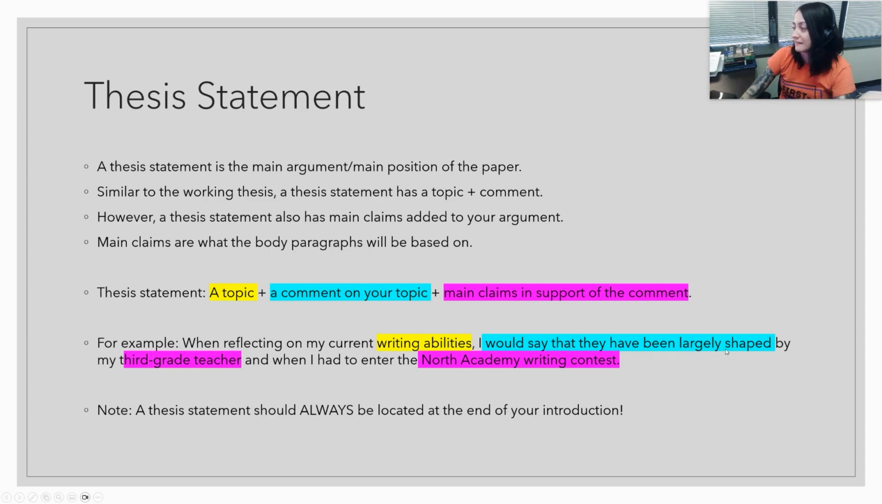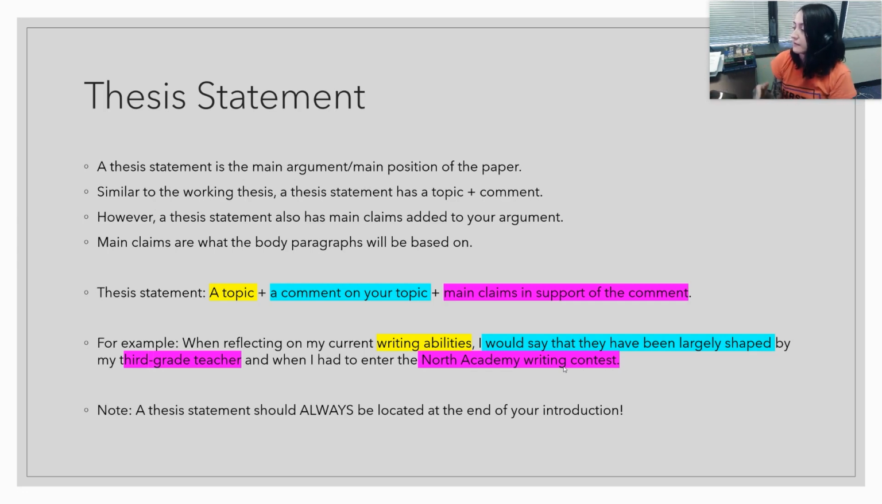When reflecting on my current writing abilities, I would say that they have been largely shaped by my 3rd grade teacher and when I had to enter the North Academy writing contest. So here, the topic of that paper is their writing abilities. At the very bare bones of it all, it is about their writing abilities. And again, the topic of your thesis statement should be 1 to 2 sentences. It's not the comment, it's solely, if I was to strip away all this extra stuff, what is the main focus? What is at the core? And at the core, this paper is about their writing abilities.